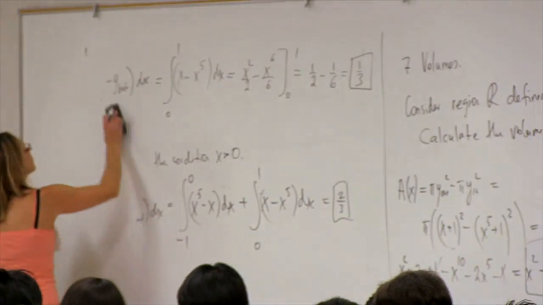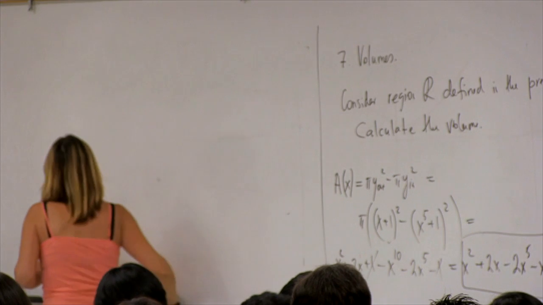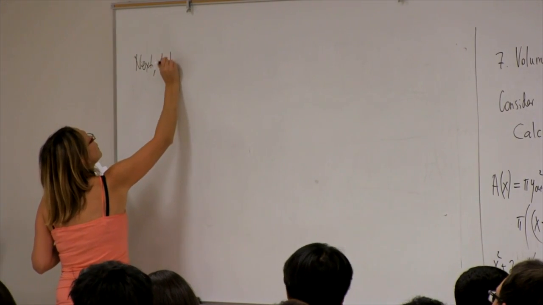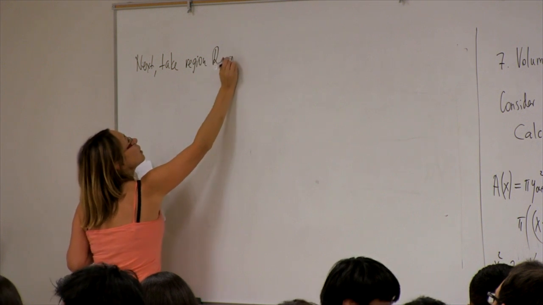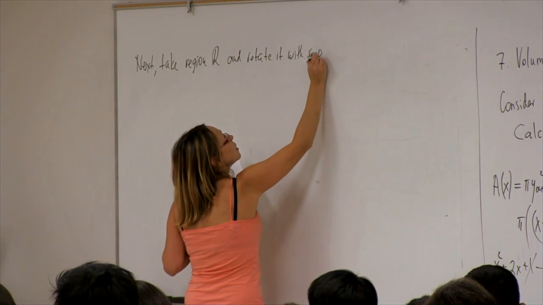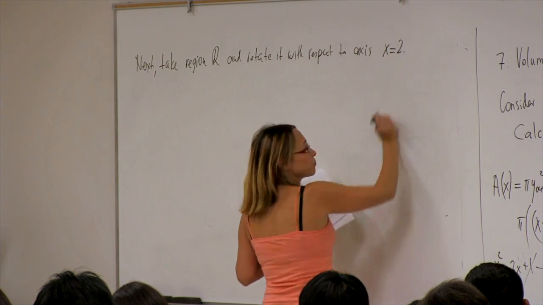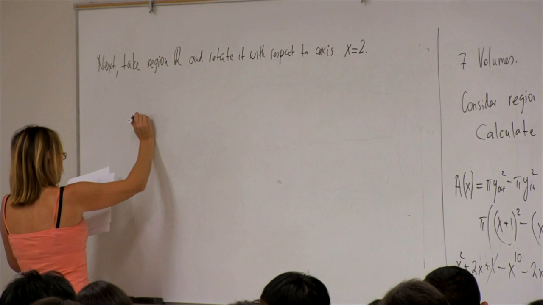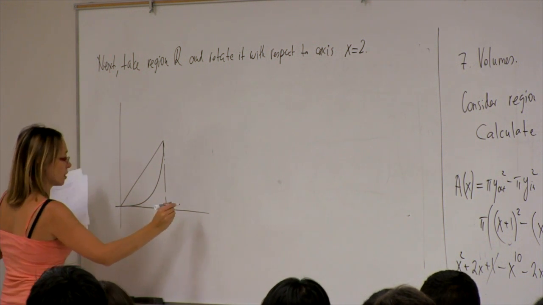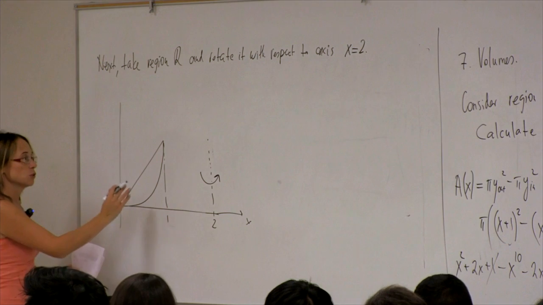Next, take region R and rotate it with respect to axis x equals 2. Okay, so picture. Region R looks like this. This is 1. So x equals 2 is this axis. Now the motion happens in this direction.